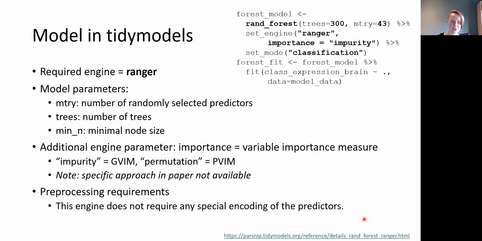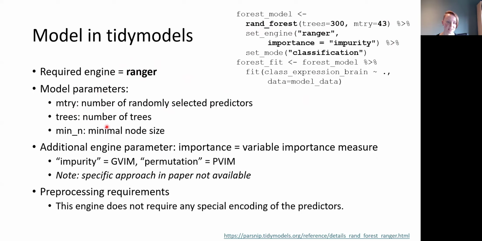So how we do this for a random forest: we can use this ranger engine here. This is the package that is actually running the model in the background. To call this, we can use this function rand_forest to build our model. This has three different model parameters. We have our mtry, which is the number of randomly selected predictors that we saw previously. In the paper, they used 43.